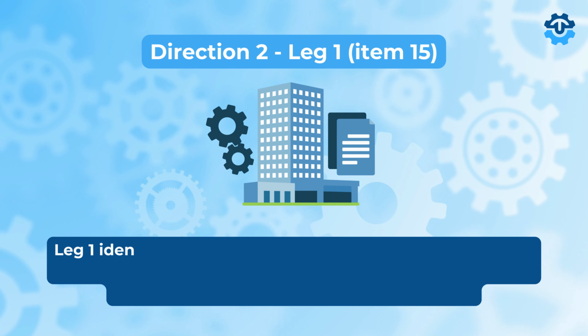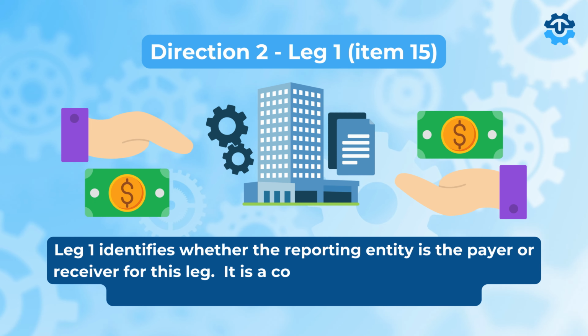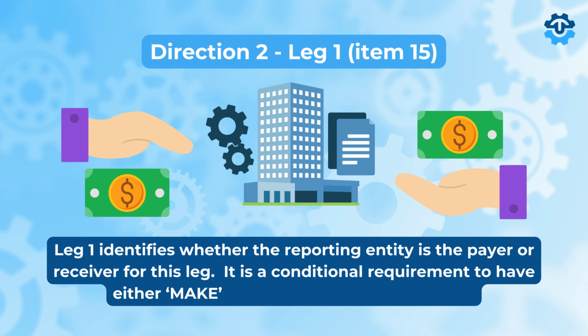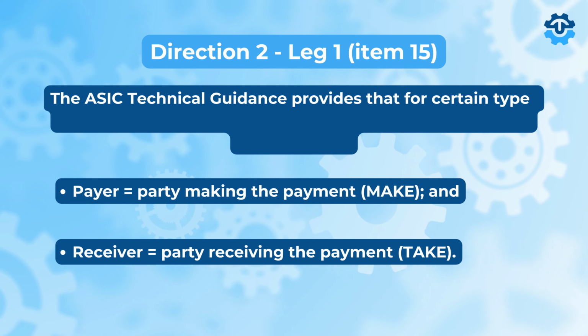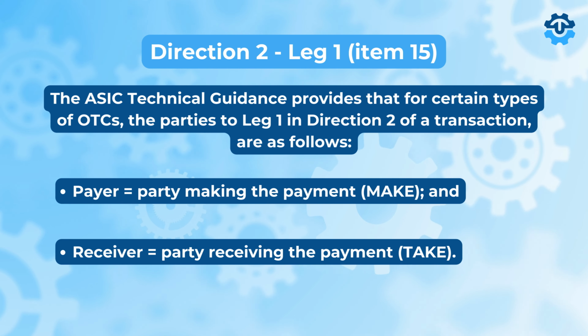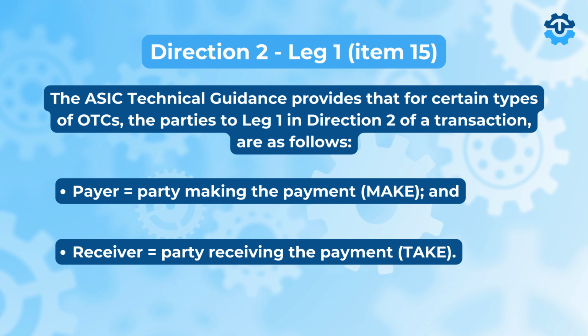Leg 1 identifies whether the reporting entity is the payer or receiver for this leg. It is a conditional requirement to have either make or take reported in this item. The ASIC Technical Guidance provides that for certain types of OTCs, the parties to leg 1 in Direction 2 of a transaction are as follows.